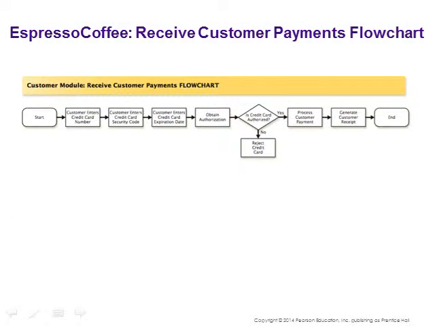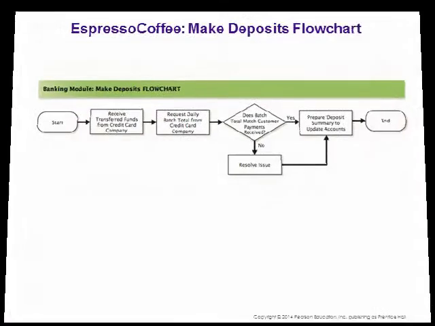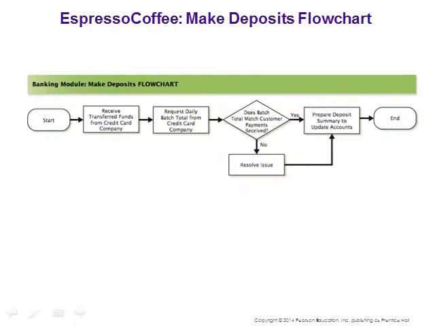The customer receives payment process can be expanded and customized for this EspressoCoffee company. The received customer payment processes can be expanded and customized again. The Make Deposits flowchart for EspressoCoffee has two processes: make deposits and update accounts. And again, you can see here we're just using the simplified flowchart to illustrate the make deposits process.